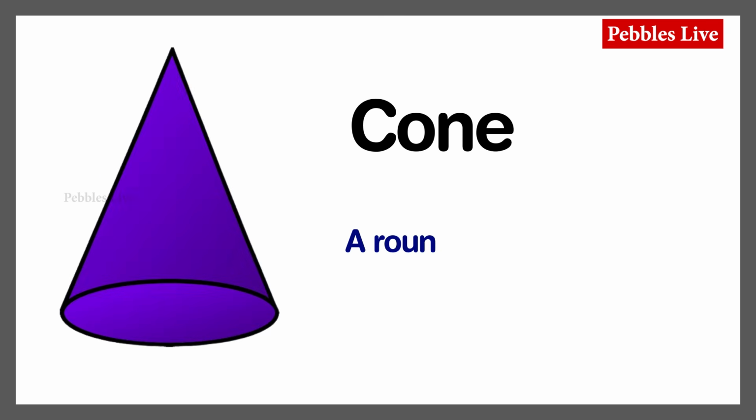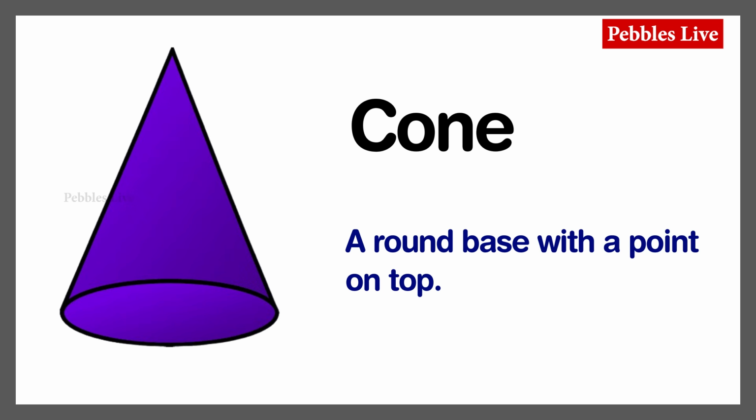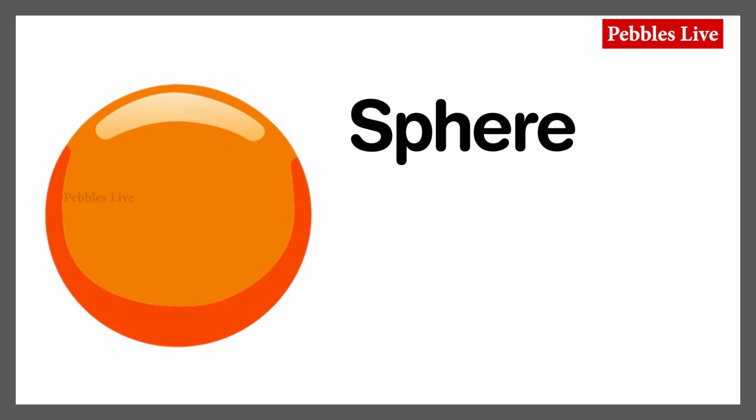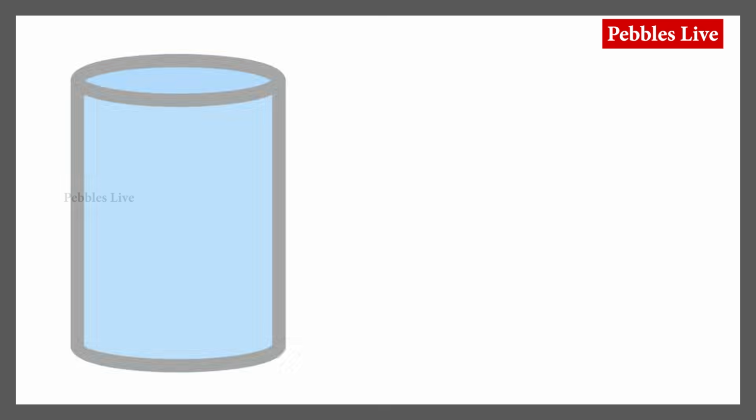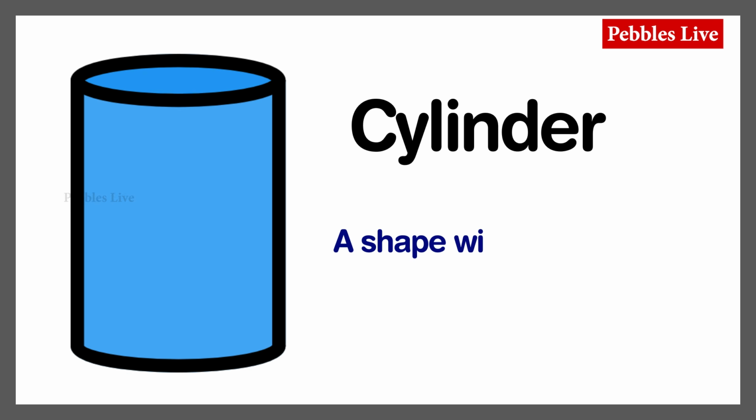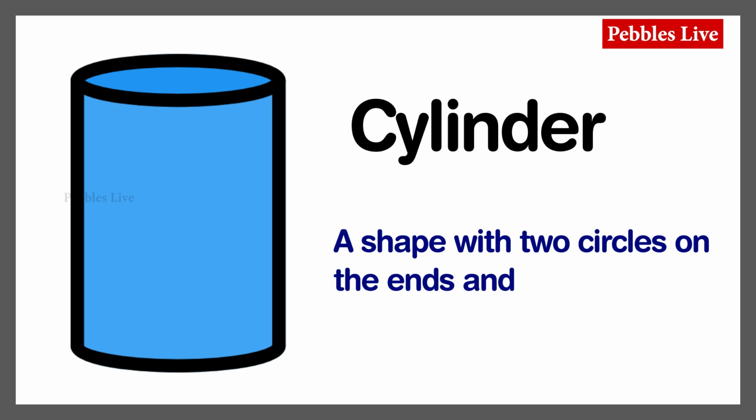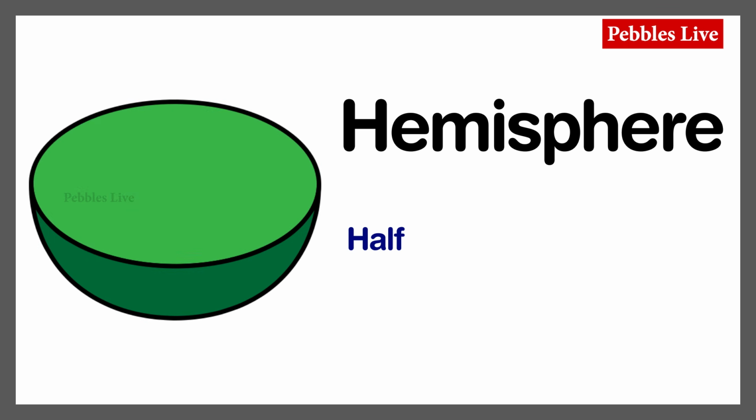Cone, a round base with a point on top. Sphere, a round ball shape with no edges. Cylinder, a shape with two circles on the ends and straight sides. Hemisphere, half of a sphere.